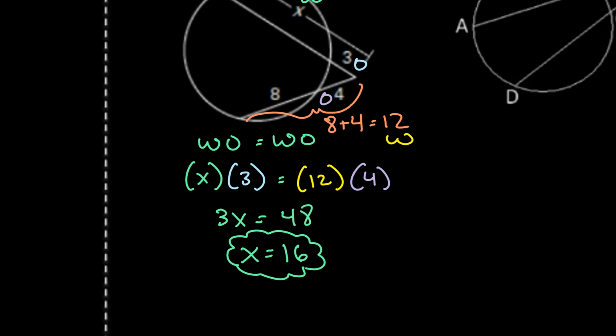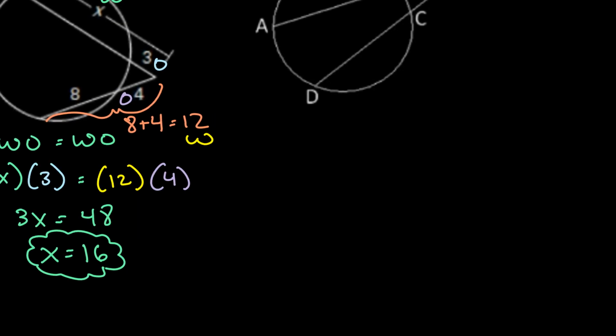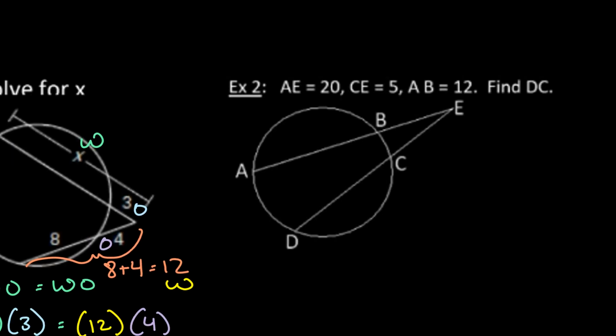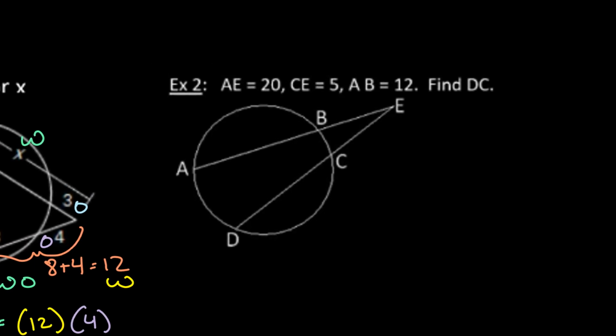Any questions there? What do you think the most missed part of this problem is going to be? This type of problem? Knowing to add the whole. Okay. So here, what do you think our first step's going to be? Yeah, label the values. So AE is 20. From C to E is 5. And from A to B is 12.